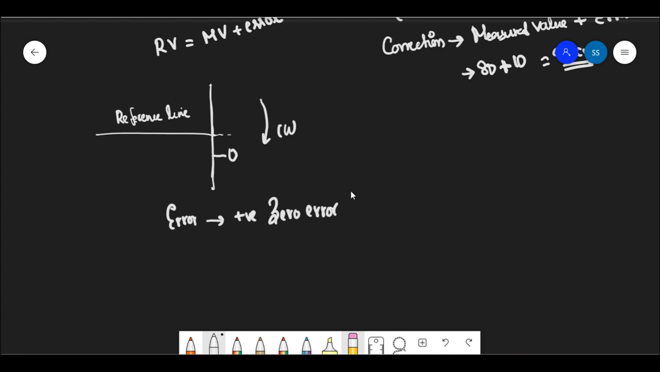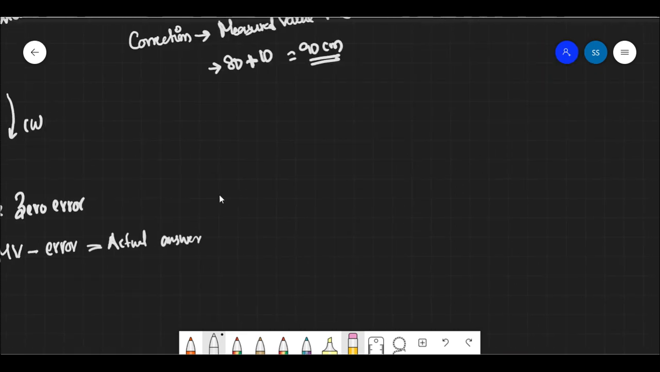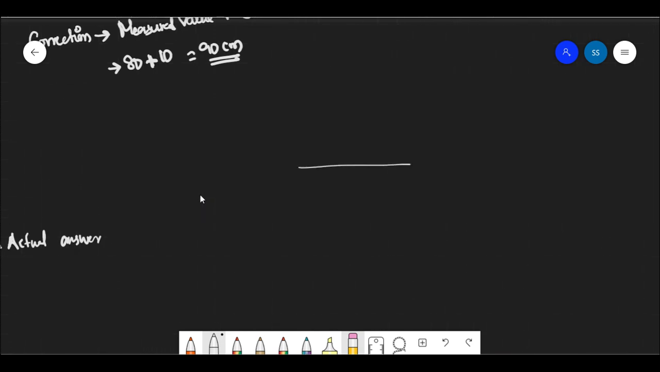If, when you rotate it, the zero was over here, you can say that there is no zero error, right? Since it is over here, there is an issue, so it is positive zero error. So when you do the correction, whatever the measured value you're getting, minus the error will give you the actual answer or the actual reading.